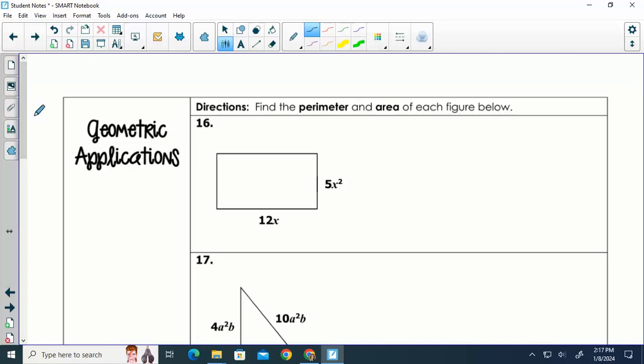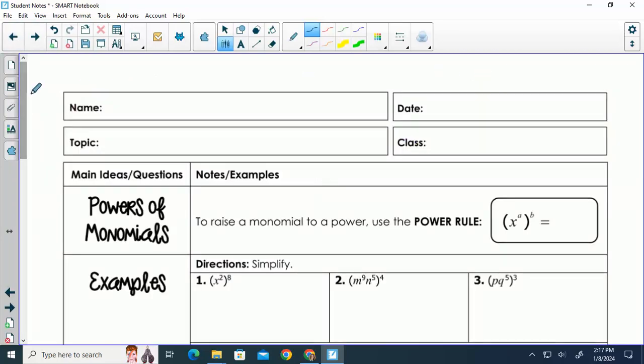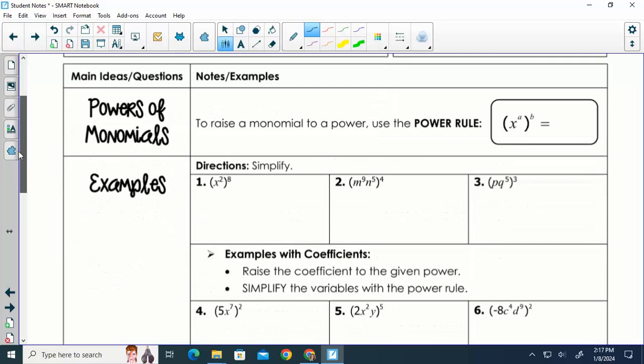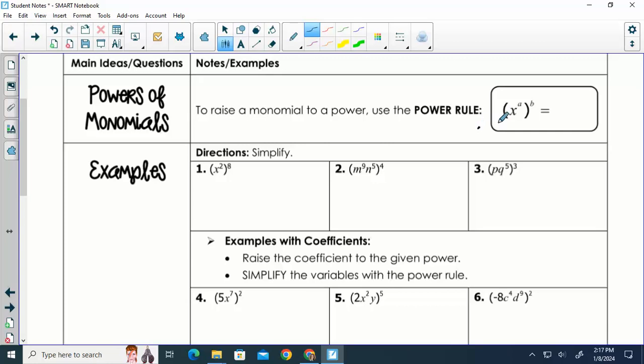So if we have a monomial taken to a power. So first, let's do an example. If I said a squared to the third, we have to ask ourselves what that means. It's telling me I have that a squared 3 total times.